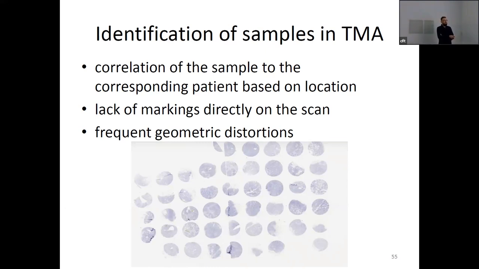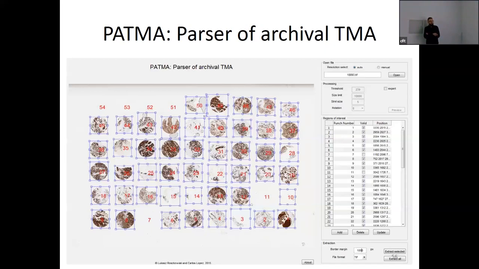This is quite a complicated task because the location is the only significant part here. We don't have markings, we don't have numbering on the slide. Only the location of this core, of this punch, can really help with the identification of the patient, to correlate with the patient. So there is a lack of information, but I established a method for identifying the cores.